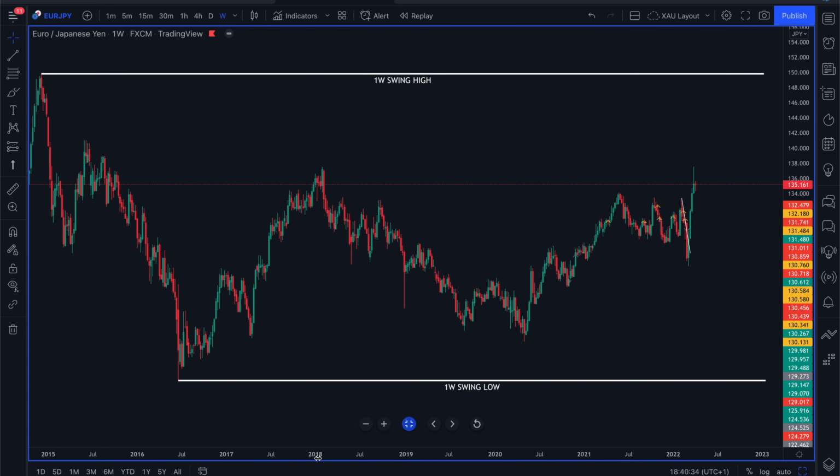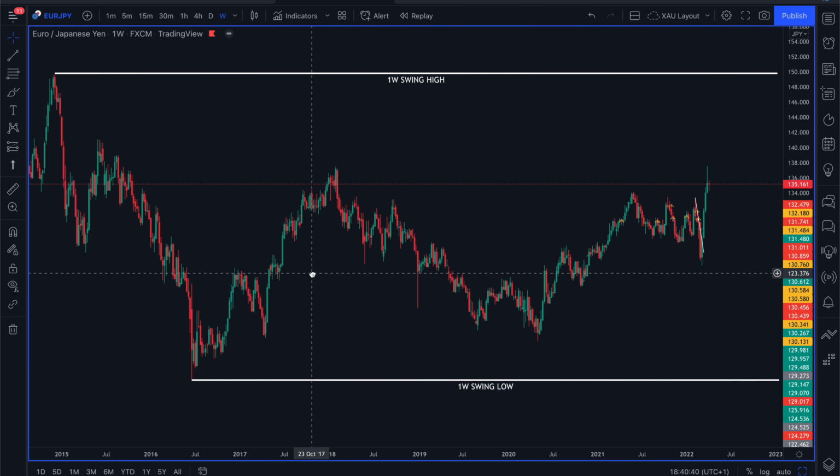Okay, so finally moving over to the Euro Japanese Yen. As we can see on screen, we are looking at the 1 week time frame. So we have marked out the 1 week swing high here, the 1 week swing low here. So these are major points in the market. Price has since been ranging in between. Now, price has been moving bullish. And as of recently, if we have a look here, we just highlight this point.